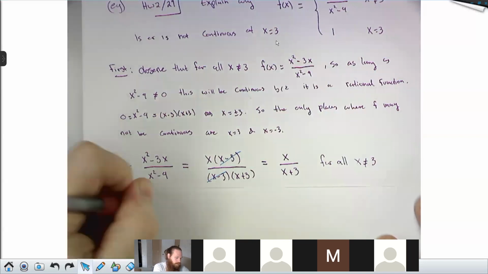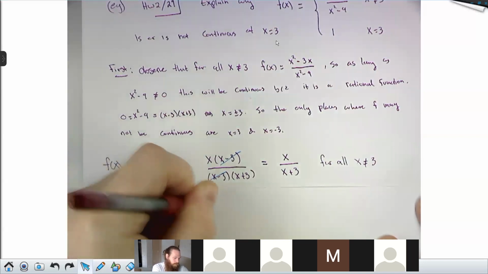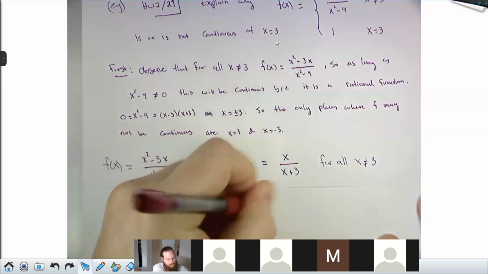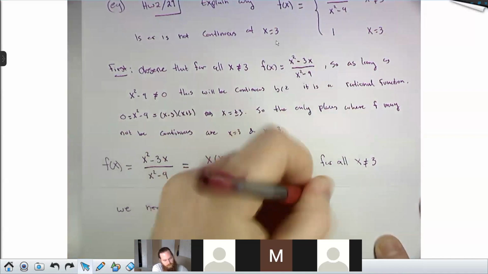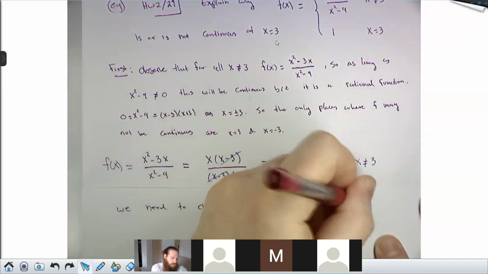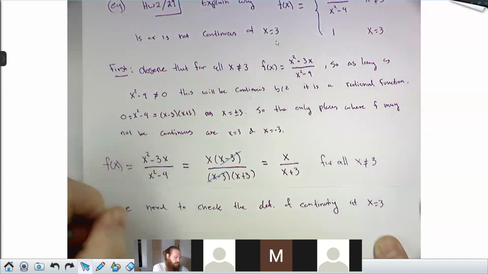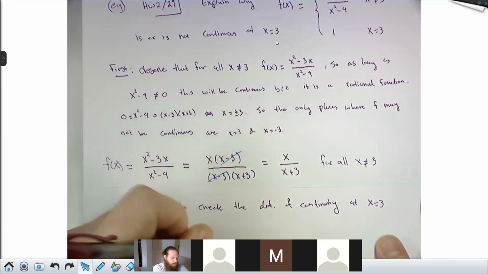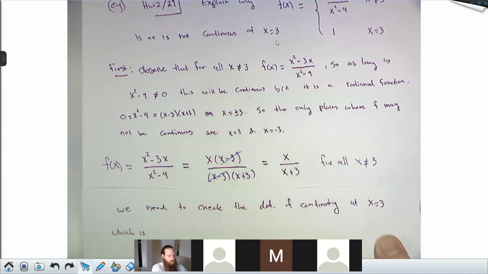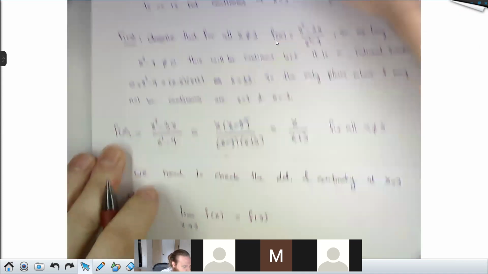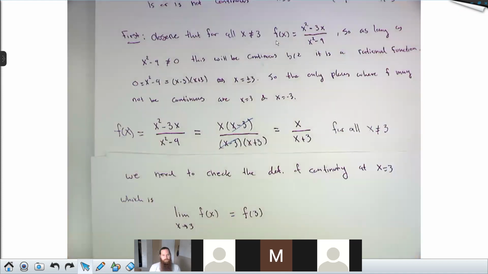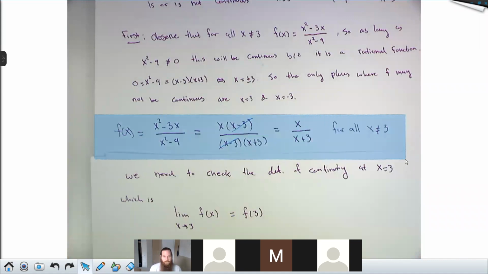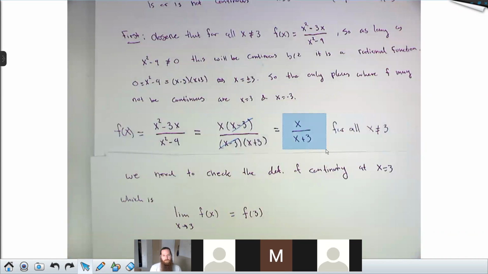We need to check, and this is the real point here, the definition of continuity at x equals 3, which is the limit as x goes to 3 of f of x equals f of 3. I need to check whether or not this is a true statement. Since f of x is equal to x over x plus 3 for all x's besides 3, we can use this expression to calculate the limit. And then we're going to compare that to f of 3 itself.